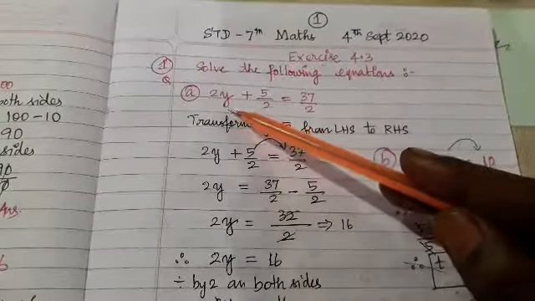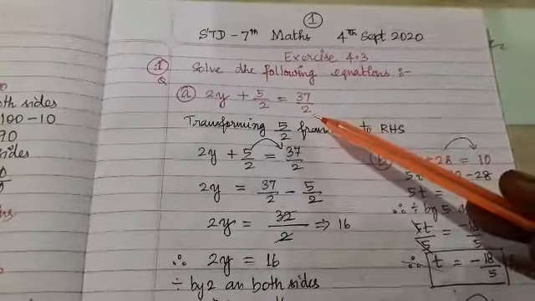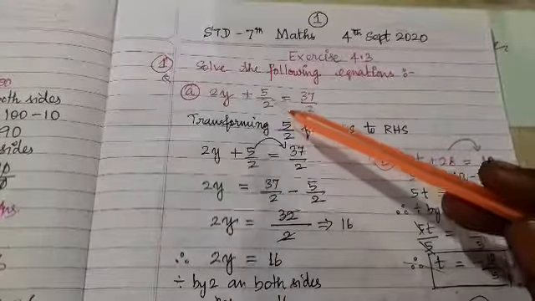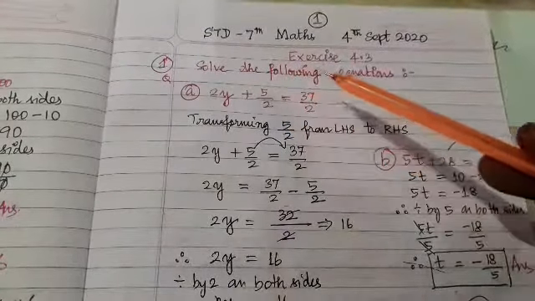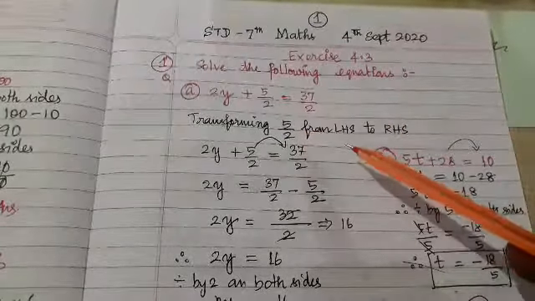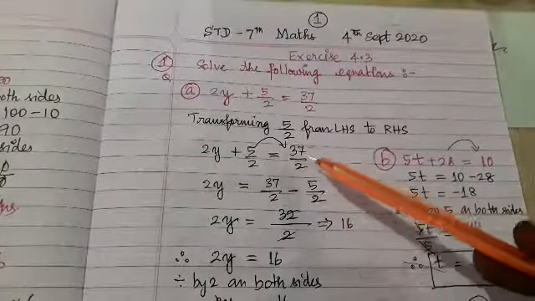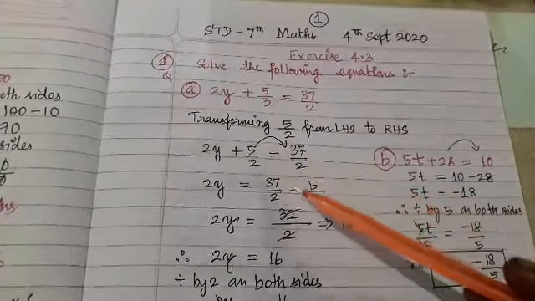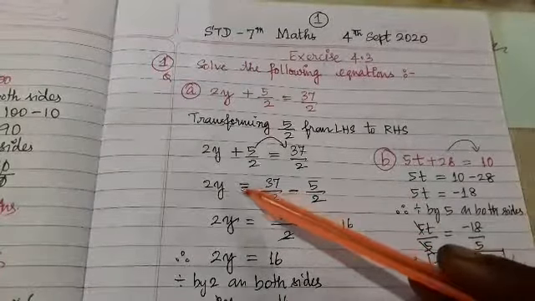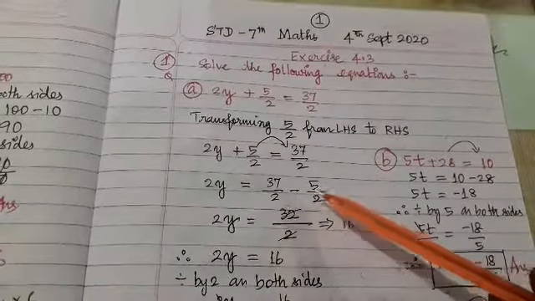You see, 2y plus 5 upon 2 equal to 37 upon 2. So what you have to do? This I have told in another method. Move the number to the other side. So transferring 5 upon 2 from the left hand side to the right hand side, it will become minus 5 upon 2. So your equation now becomes 2y equal to 37 upon 2 minus 5 upon 2.